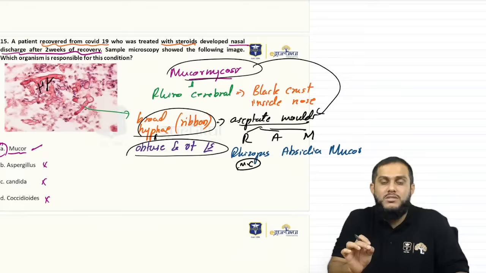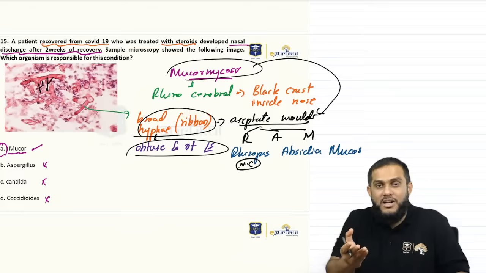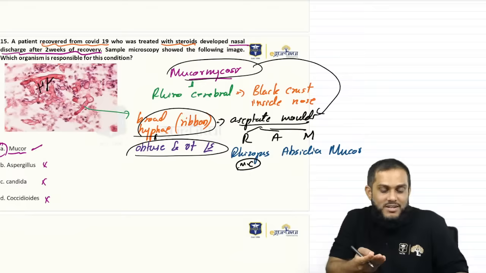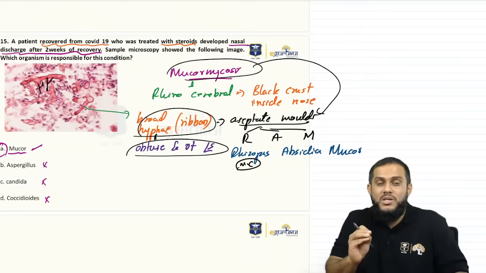In Candida, where do you see nasal discharge? You won't see nasal discharge. Candida affects mucocutaneous sites. You get oral candidiasis, esophageal candidiasis, vaginal candidiasis, cutaneous candidiasis. Right? Clinical history is a nasal discharge. You won't see nasal discharge in candidiasis.